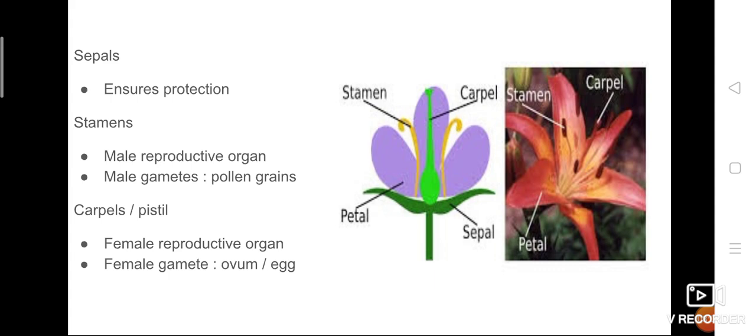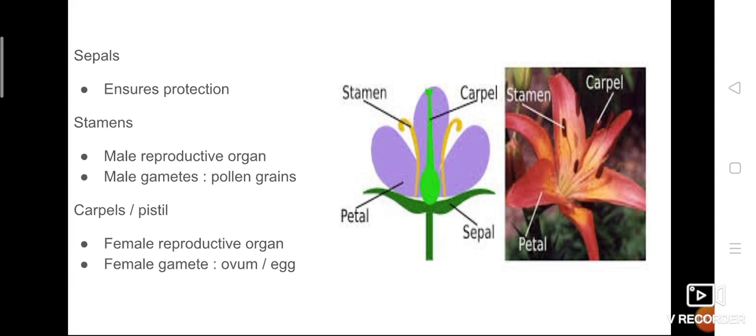The next thing we are going to see is sepals. Sepals are the leaf-like structures present below the petals, and they ensure the protection of petals. As I said, a flower is a bud, isn't it? Petals are not seen much when the flower is in bud condition. We can't see the petals, because the sepals cover them.